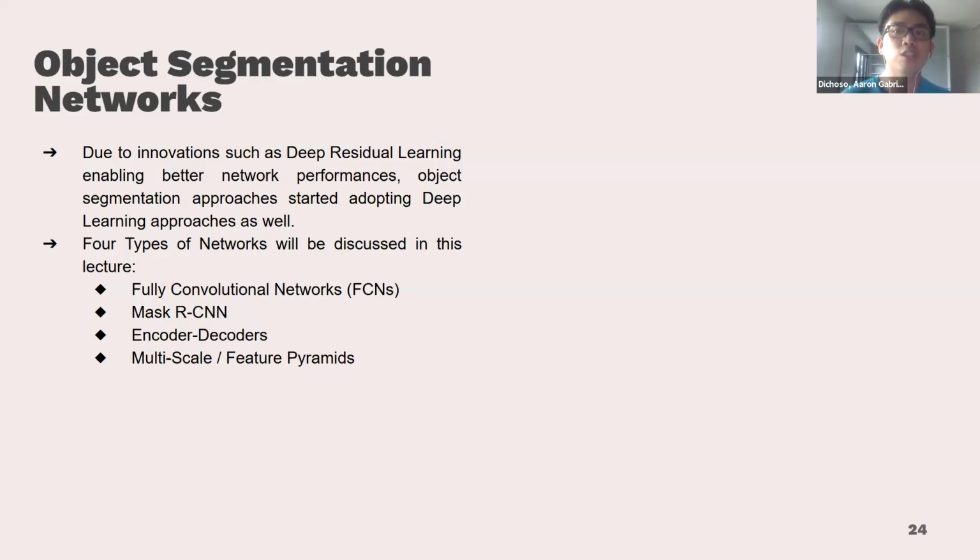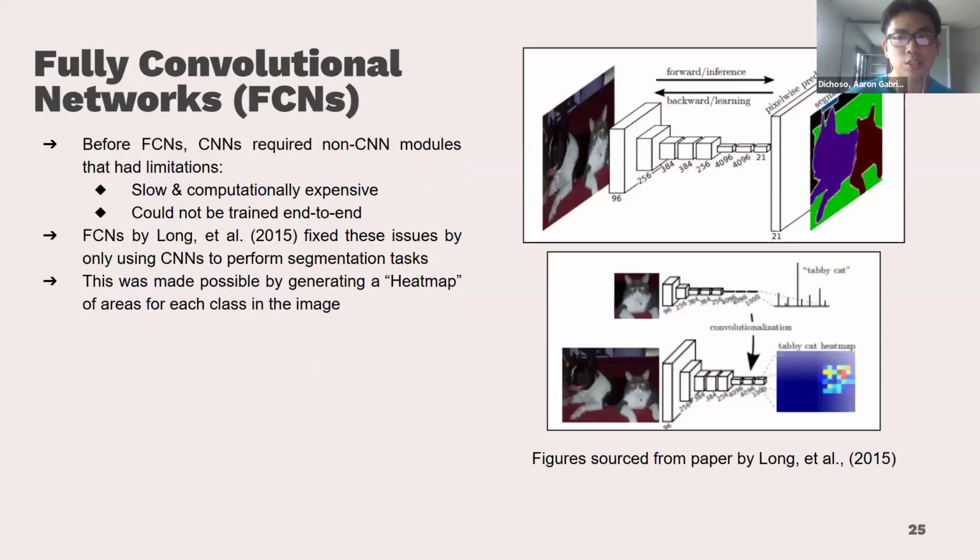for machine learning models. So we're going to discuss two main segmentation models that are, I would say, the foundation of object segmentation. These are fully convolutional networks, FCNs, and Mask RCNN. Okay, so let's start with FCNs first.